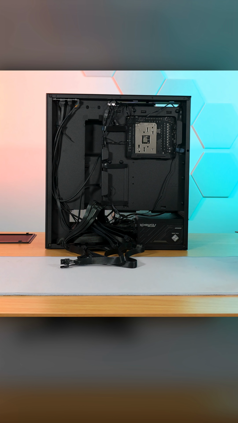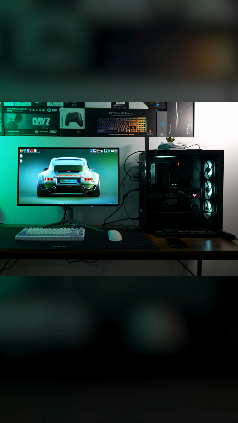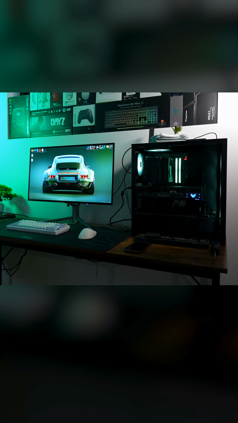a super quiet experience. And if you're one of those people that worries about temperatures and so on, well, just disable the iCool and the fan will always be enabled. And by the way, this is how it looks on a finished build. Hear the noise?